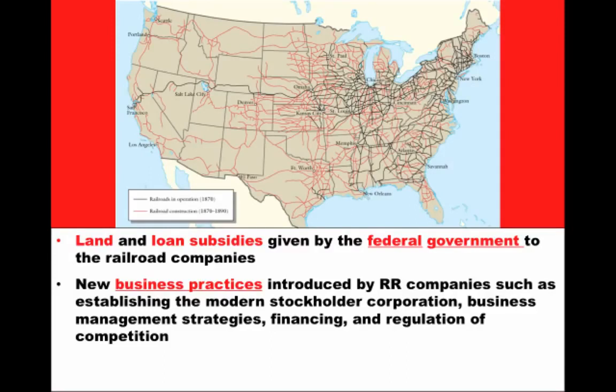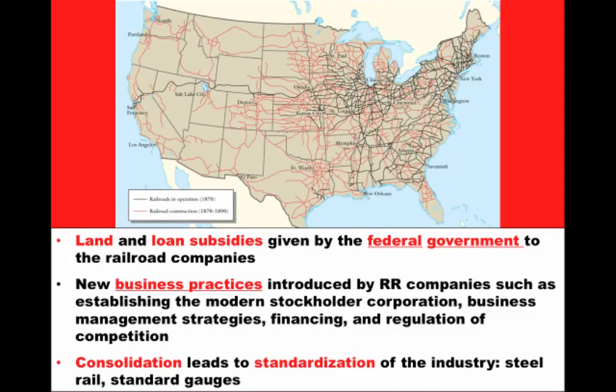And what you see is the railroad companies getting all this land and these loans are going to establish new business practices, such as establishing the modern stockholder corporation, business management strategies, new ways of financing, and the regulation of competition. And you're going to see the railroad grow tremendously, and with that you're going to have consolidation, meaning fewer and fewer railroad companies are controlling the market, which is also going to lead to standardization of the industry. For instance, the transition to the steel rail, and standardizing gauges, the width between the track. This is key to allow for greater efficiency.